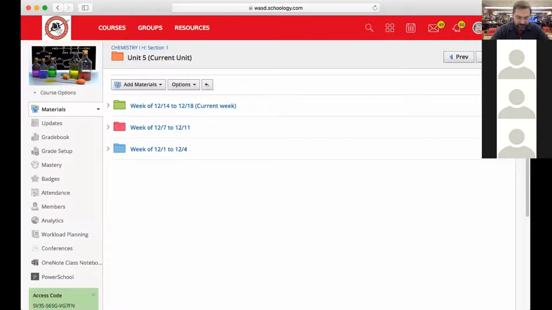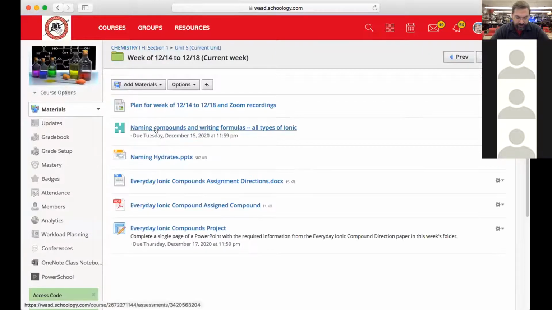that's the deal. What you need to just focus on today is, if you haven't done the naming compound and writing formula thing, you need to do that by tonight, and you can work on the Everyday Ionic Compound project. This has the directions, this has the one that you're assigned to do, and that's the one where you complete the assignment.